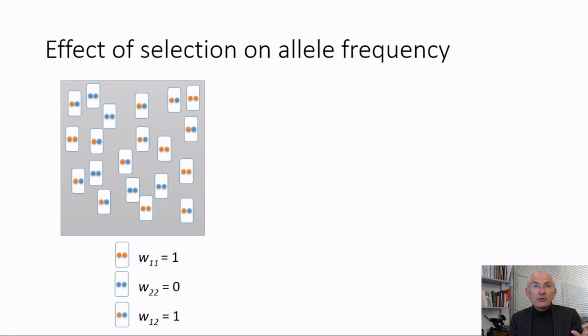Fitness W22 is therefore 0. But in the heterozygote, the recessive allele is not expressed and it looks exactly the same as the homozygote wild type, and the fitness W12 is the same as the fitness W11, equal to 1.